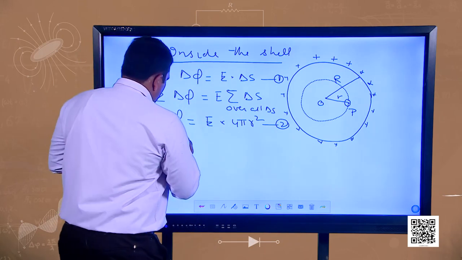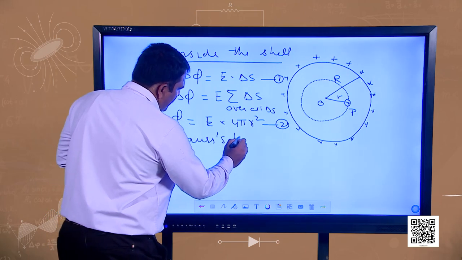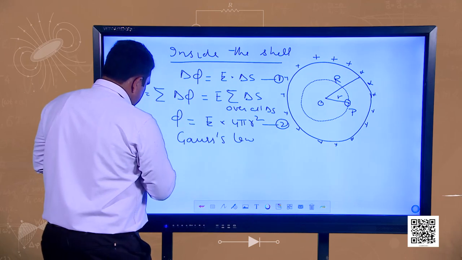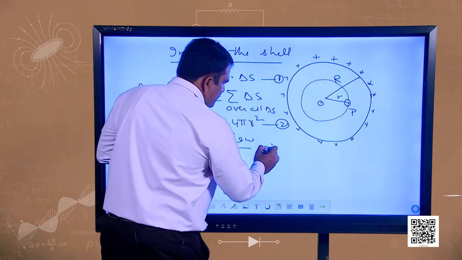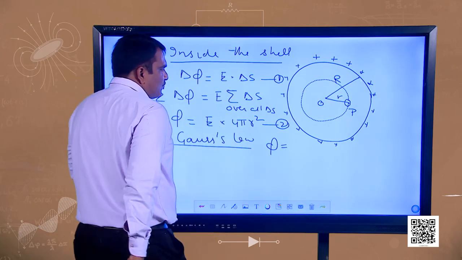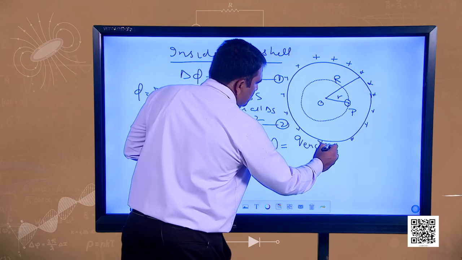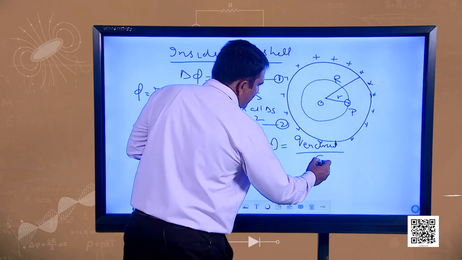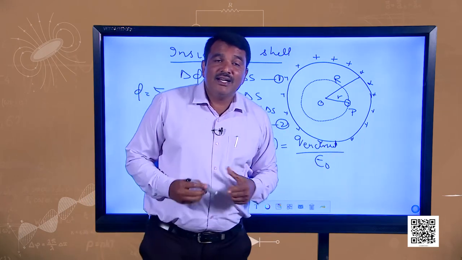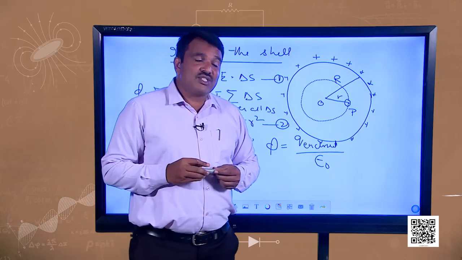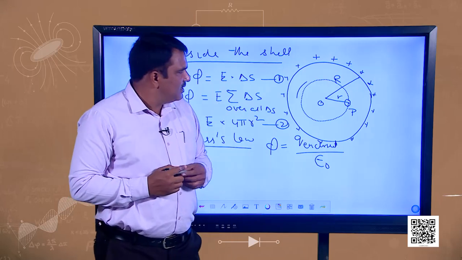Now, using Gauss's law, we know that the electric flux passing through a surface is equal to the amount of charge enclosed, you can call it Q enclosed, divided by epsilon naught. Can you tell what is the charge enclosed by this Gaussian surface in this problem here?